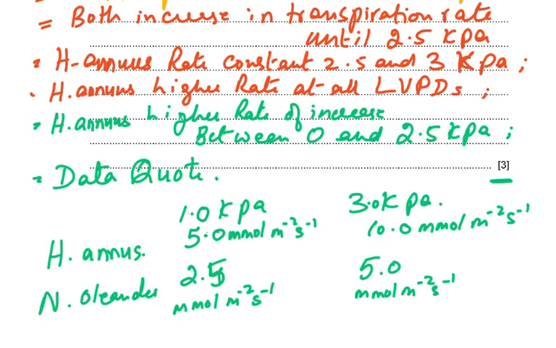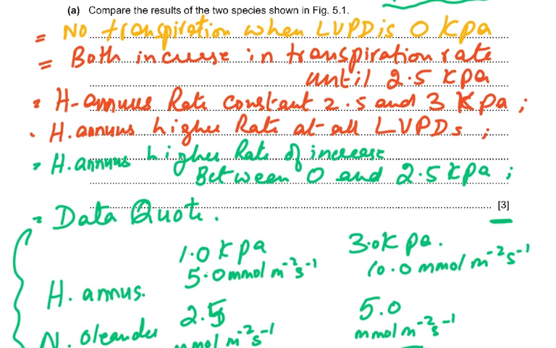Now I've given you all the points. This is the entire data quote, but you have to write the units. The units are the most important thing. So you've got to give me the units on the x-axis and the units on the y-axis. Now, no transpiration where it is 0. Both increase in transpiration rate until 2.5 kPa, Helianthus constant between 2.5 and 3, Helianthus higher rate at all values, and Helianthus higher rate of increase between 0 and 2.5.